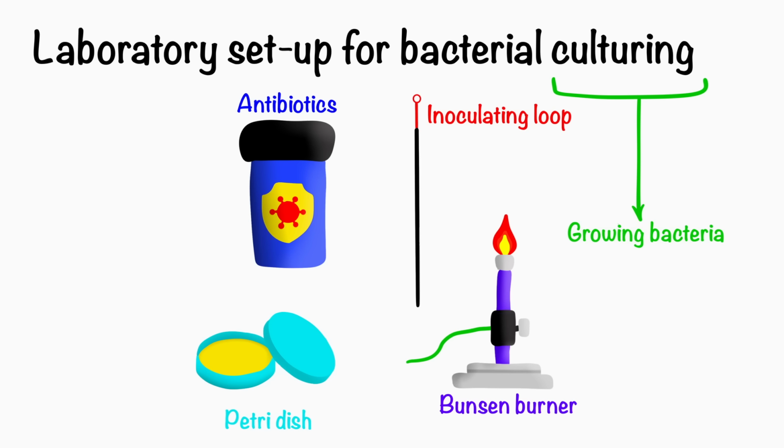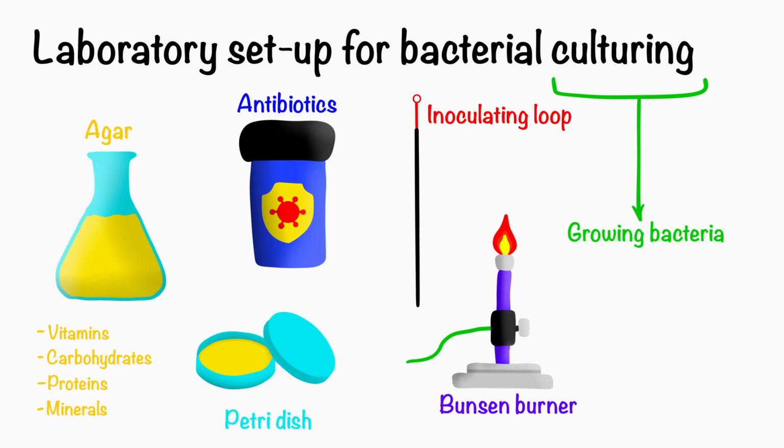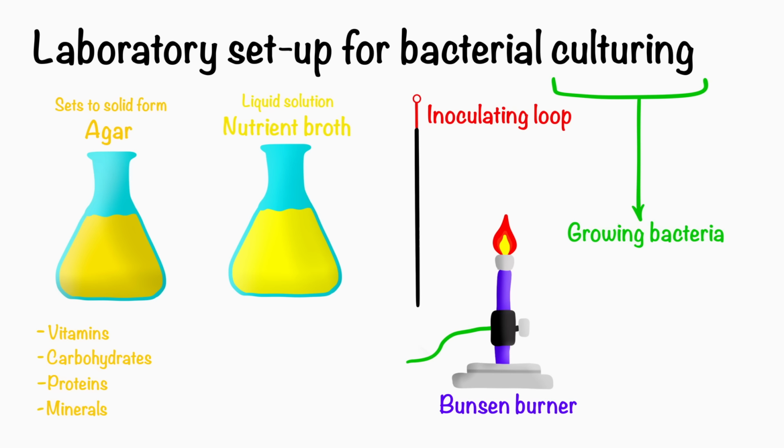Now, let's move on to how scientists grow bacteria in laboratory settings. This process is called culturing, and it's essential for studying bacterial characteristics and testing antibiotic effectiveness. To culture bacteria, scientists need to provide them with all the nutrients they require. This is done using a culture medium, a substance containing carbohydrates, minerals, proteins, and vitamins necessary for bacterial growth. Scientists typically use two distinct types of growth media, either liquid solutions called nutrient broths or solidified media containing agar.